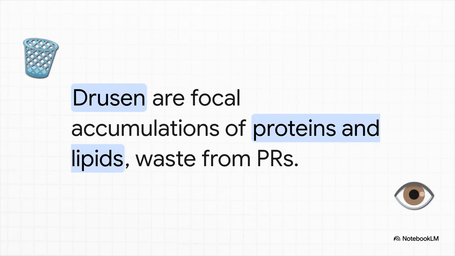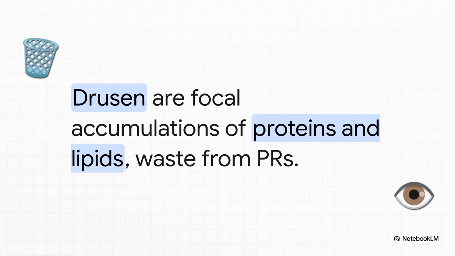So what actually are drusen? They aren't just random yellow spots on a fundus photo. They are the literal metabolic garbage of your eyes. Your photoreceptors are incredibly metabolically active. As they process light in the visual cycle, they're constantly shedding waste products, mainly proteins and lipids.